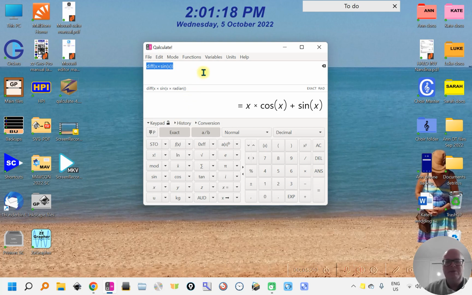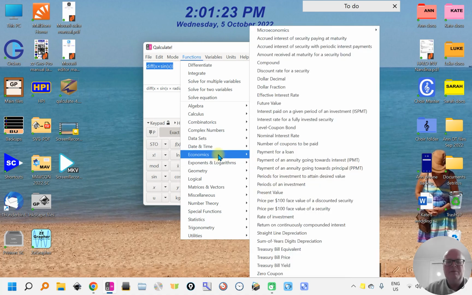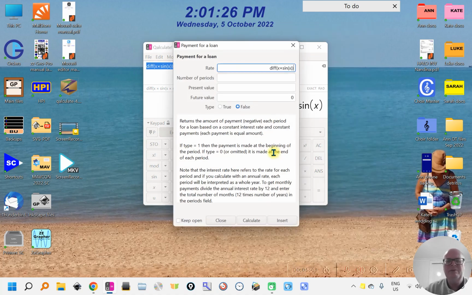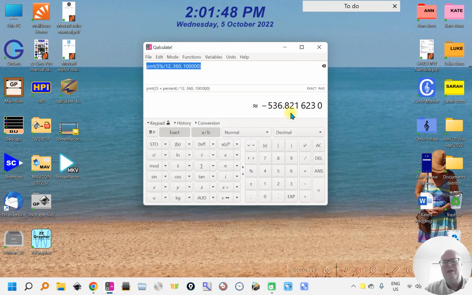Okay, what else? Look, there's a whole lot of stuff under functions. Economics, you can work out, you know, payment for a loan. I'll put that in there. But if the interest rate was 5%, but divided by 12, if you've got monthly payments, say 30 years would be 360 months. It was a $100,000 loan, and you want to pay it off to get to zero, and calculate, and it'd be $536.82 a month. There's quite a number of powerful equations, functions in here.